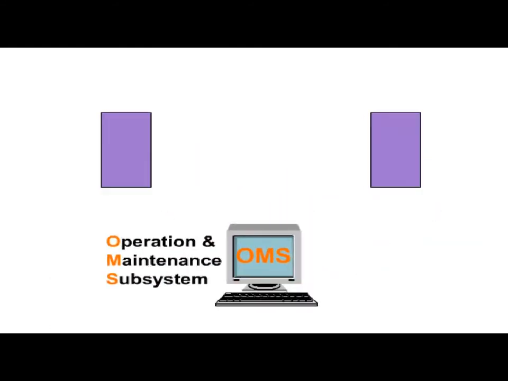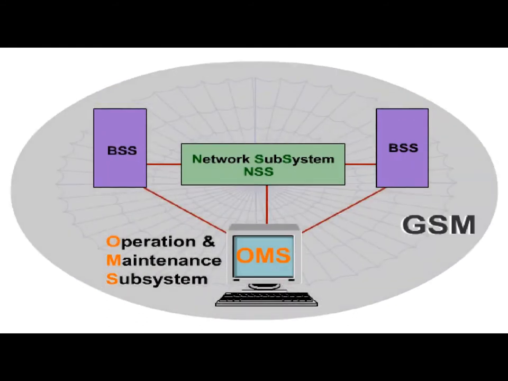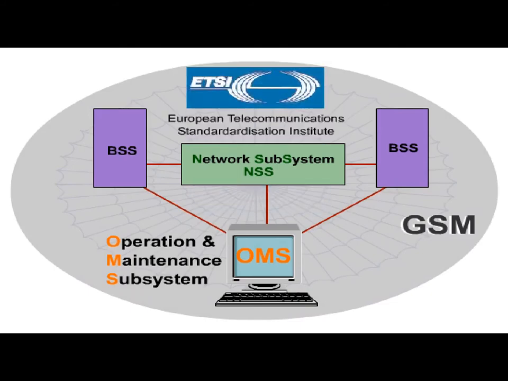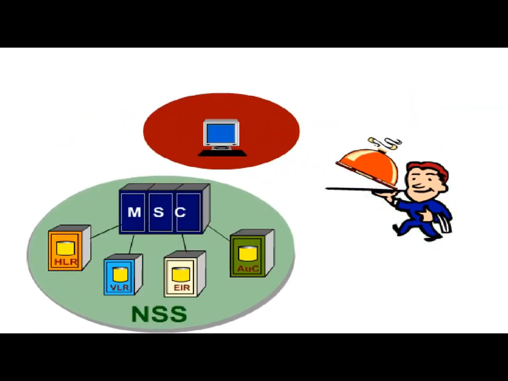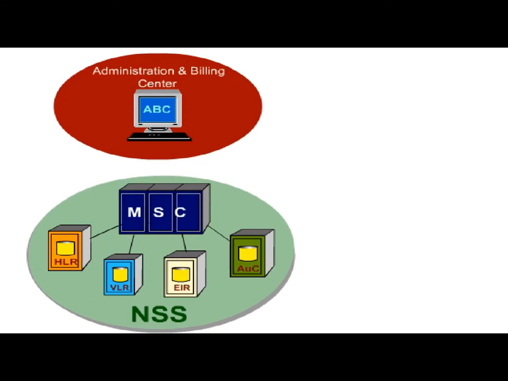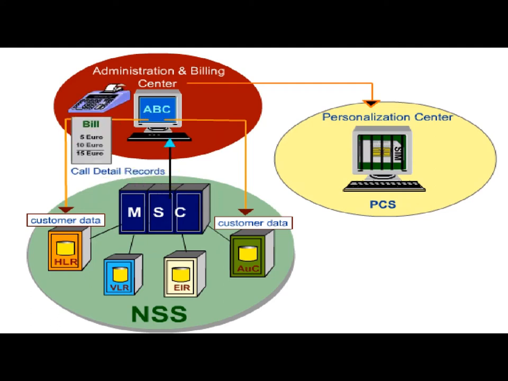The three subsystems, BSS, NSS, and OMS, are vital for the operation of a GSM network. The interfaces within and between the subsystems are mostly specified by the ETSI. For dealing with customer support and supplying certain services, GSM includes a number of additional components. The Administration and Billing Center, ABC, transfers customer data to the appropriate registers of the NSS, into the AUC and the HLR. The Administration Center is connected to the Personalization Center for SIM cards, PCS, via an interface. This makes it possible to disable the SIM card if necessary and protect it from abuse. The so-called call detail records are used in the billing center for bill preparation.